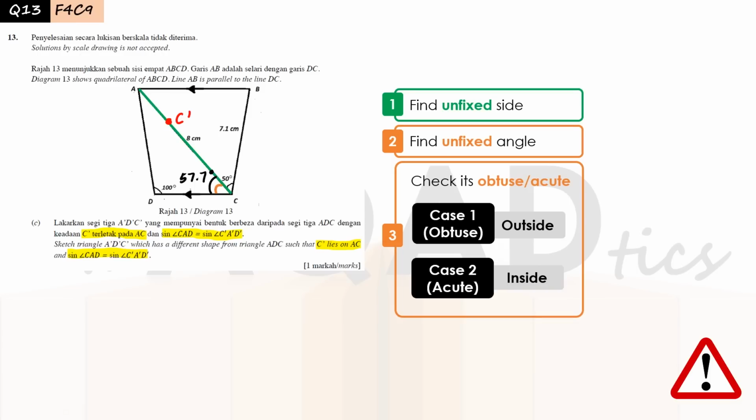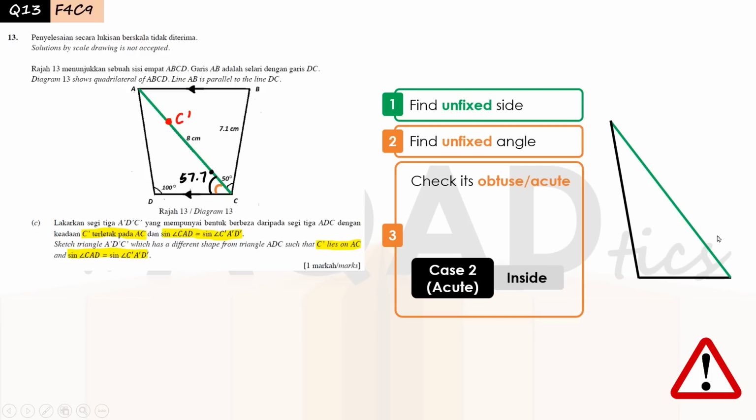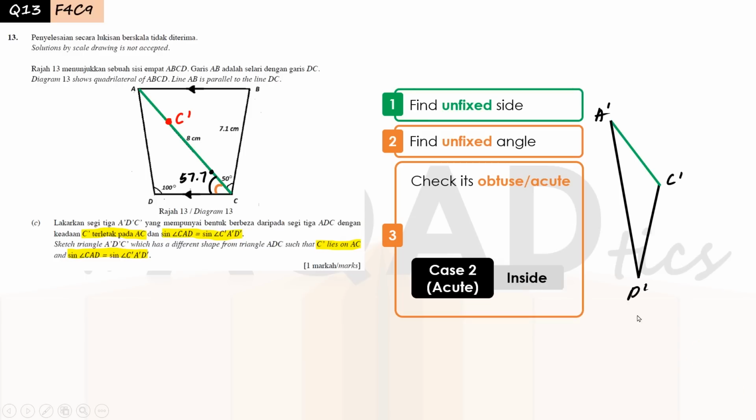or the outside. So in part B just now, we have found out that the angle here is 57.7, so this is an acute angle. So we are going to draw the triangle to the inside. So inside means that for the unfixed side here, I'm going to move it to the inside. Alright, shorten it to the inside. So this would be our new triangle. Alright, and I'm going to label the points A prime, C prime, and D prime here, because the question says A prime, D prime, C prime.